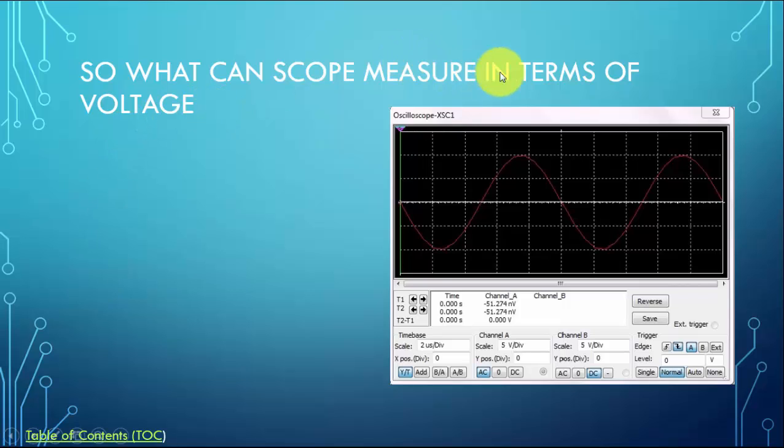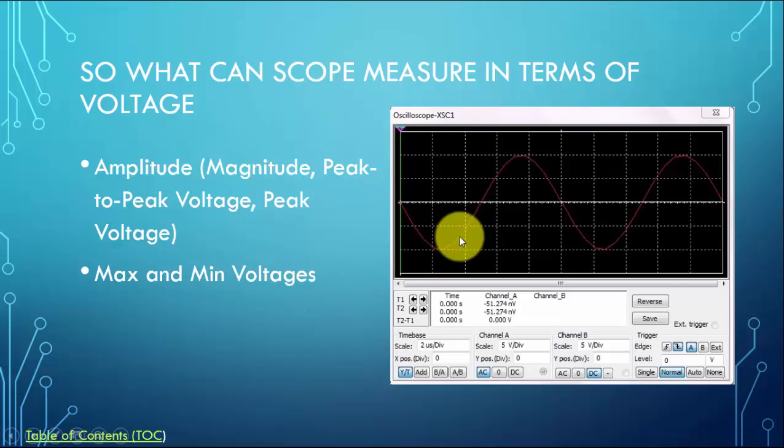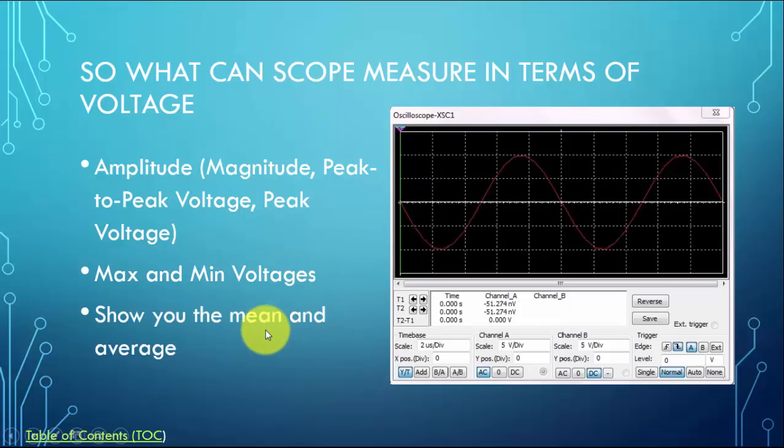So what can the scope measure in terms of voltage? In terms of the vertical axis, it can measure amplitude. It measures the magnitude or strength of the signal. Here you can see what we have is the peak-to-peak voltage, which basically shows you the dynamic range of the signal, or it can measure the peak voltage on both the positive and negative side. We can also measure the maximum and minimum voltage in the signal, as well as observing the mean and average of the voltage signal. So in this case, we have a mean of 0 since this is the 0 axis.